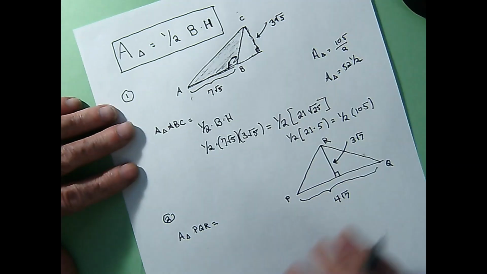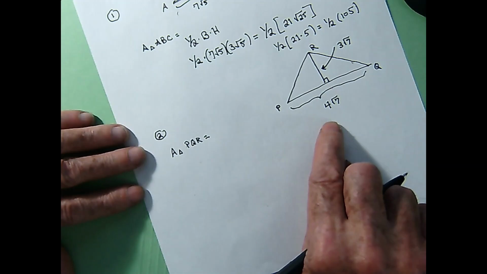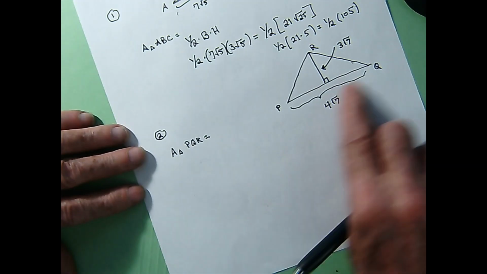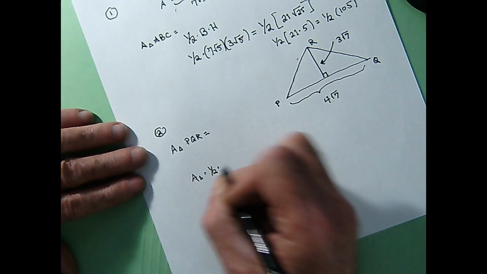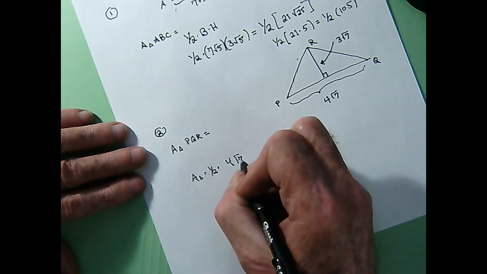All right, let's play a little bit longer. We got another triangle to work with right here. We're going to find the area of this triangle PQR. And we got its base and we got its height. Let's roll. It'll be quick and easy. Area of the triangle ought to be 1/2 times its base, 4 root 7, times its height, 3 root 7.